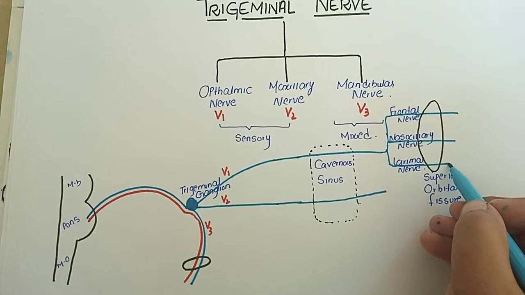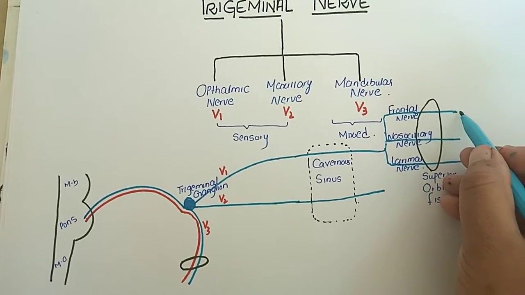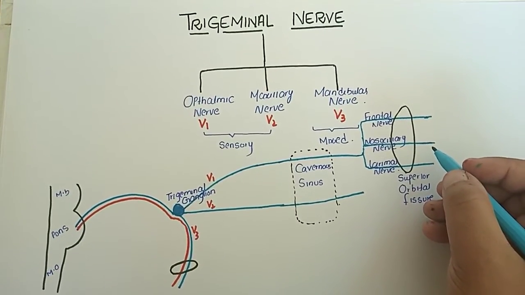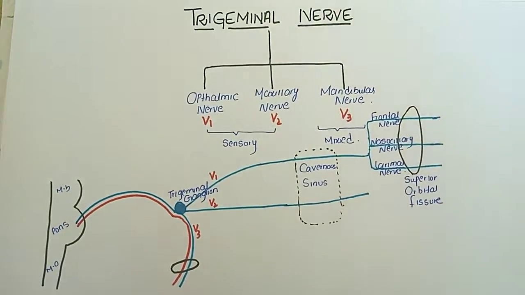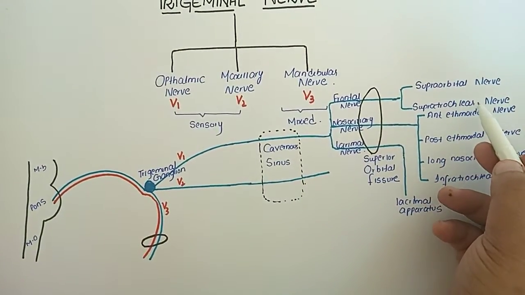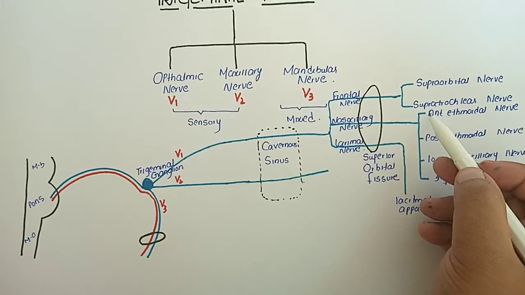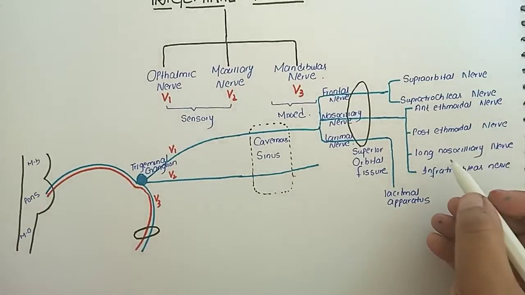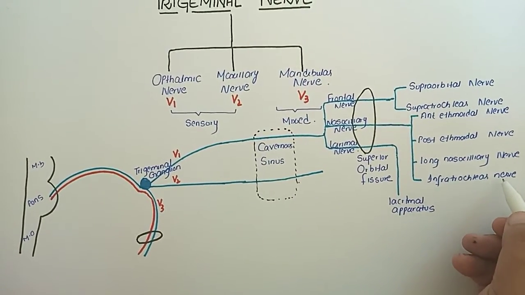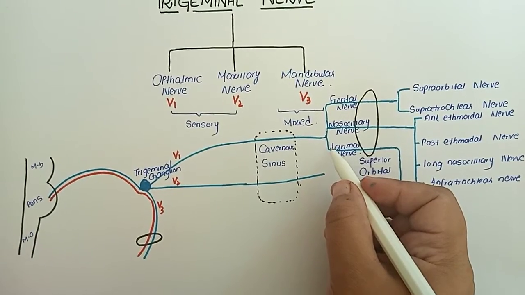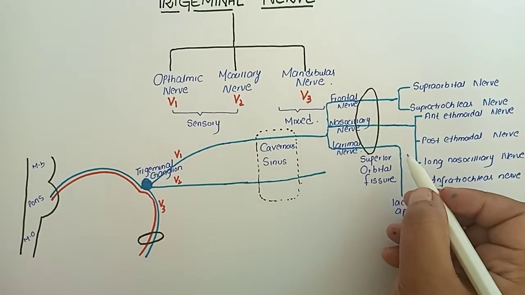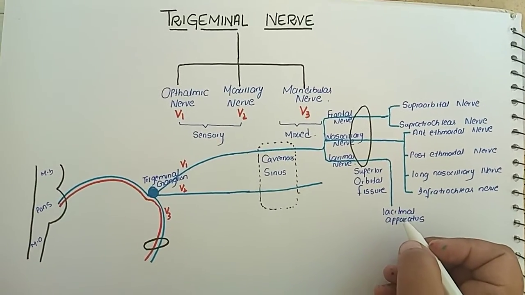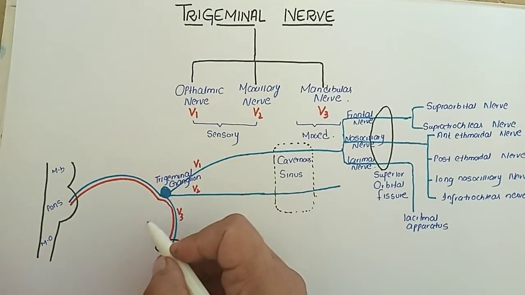After entering the orbital cavity, these three divisions of the ophthalmic division of the trigeminal nerve will divide further into more branches. These are the supraorbital and supratrochlear branches of the frontal nerve, and the four branches of the nasociliary nerve, which are the anterior ethmoidal nerve, posterior ethmoidal nerve, long ciliary nerve, and the infratrochlear nerve. And the lacrimal nerve of the ophthalmic division of the trigeminal nerve will supply the lacrimal apparatus of the orbit. So here we are done with the ophthalmic division of the trigeminal nerve.